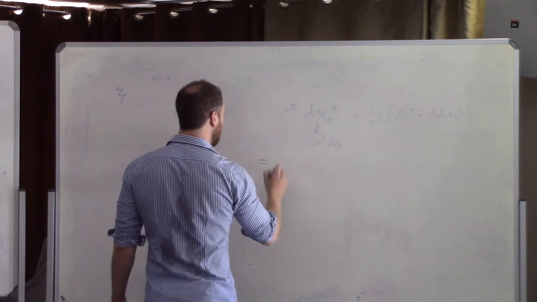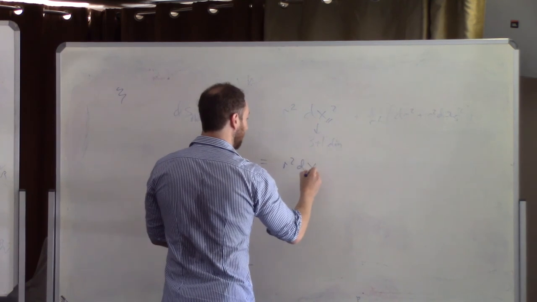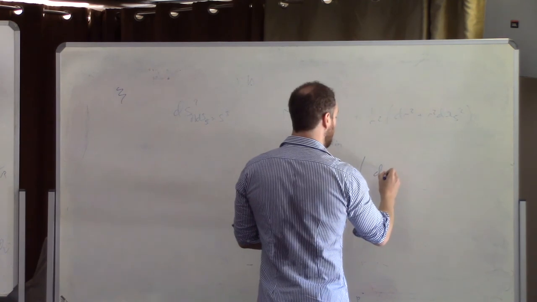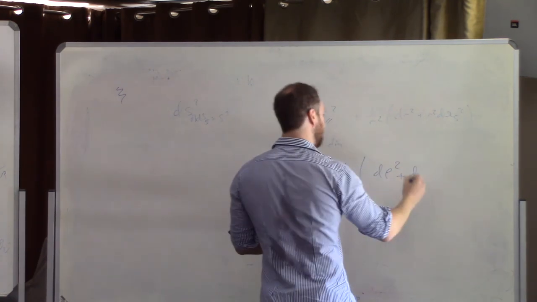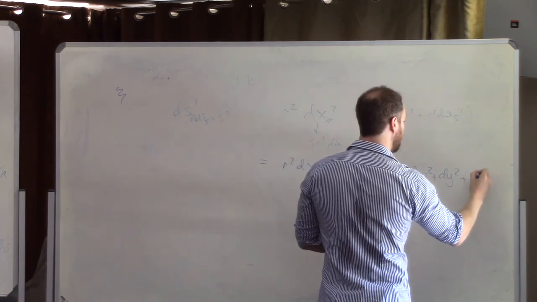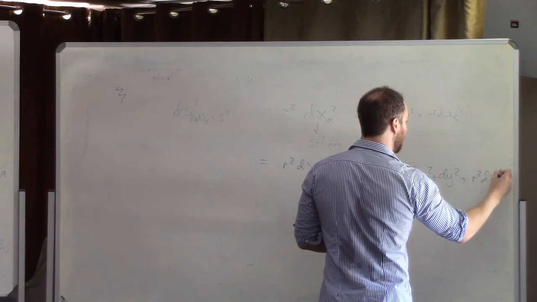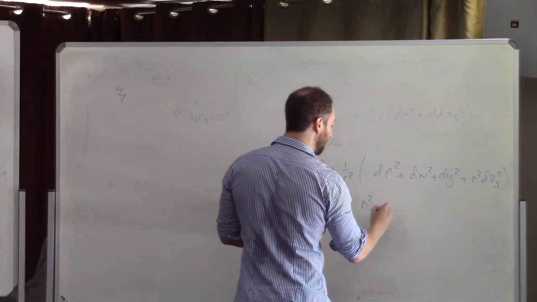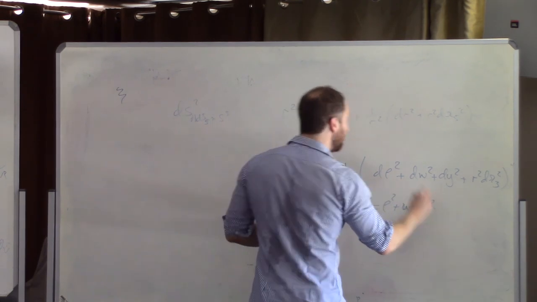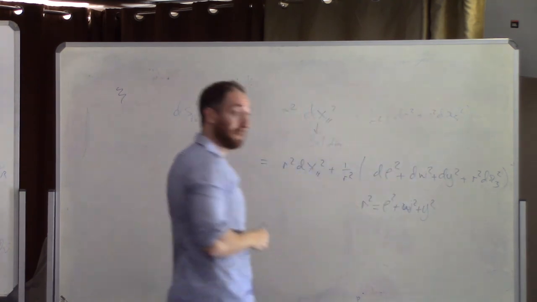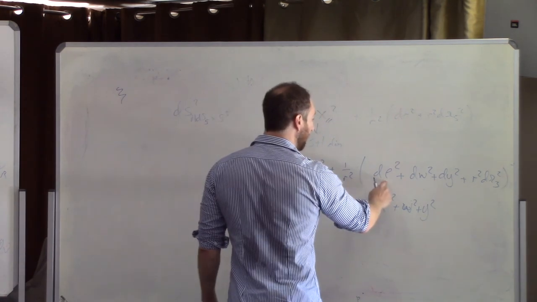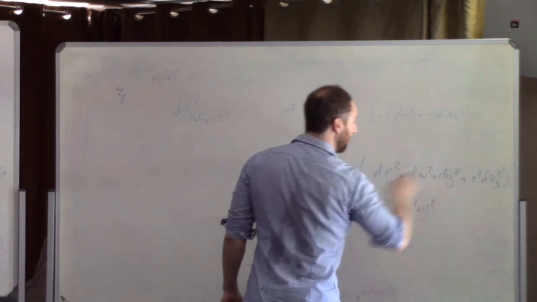So in fact we can write this in a different way. We can write r squared dx squared plus 1 over r squared d rho squared plus, let's call it, dw squared plus dy squared plus r squared dΩ3 squared, where r squared is rho squared plus w squared plus y squared. So what we've done is this is simply a six-dimensional Euclidean plane, and all we've done is we split it up into a rho direction, a w direction, a y direction, and a 3-sphere.